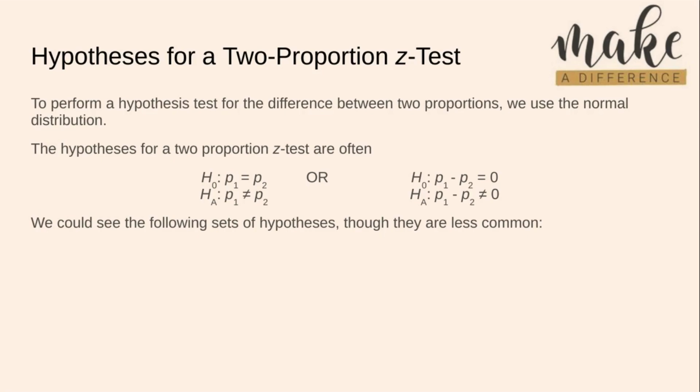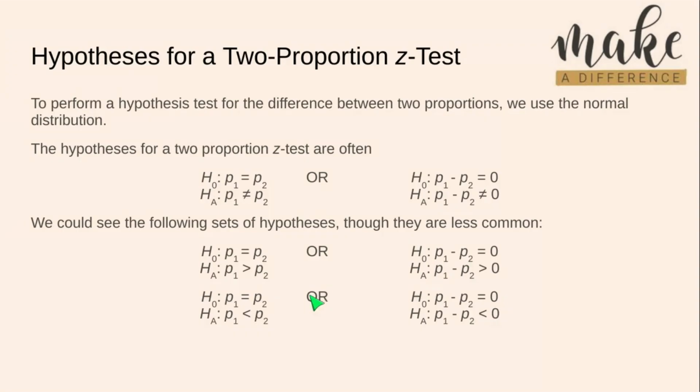We could see the following sets of hypotheses, though they are less common. We have the proportions being the same versus the first being greater, which would look like this if we were going to explicitly mention the difference of proportions. Or we could have the opposite, where the alternative hypothesis is P1 is less than P2, which would mean that the difference between the proportions is less than 0. These, however, are not terribly common. We're mostly sticking to up here.